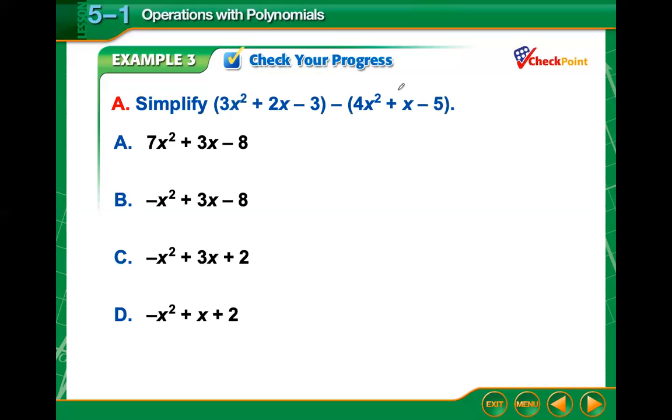All right, go ahead and try this problem. All right, so when you distribute that negative and combine like terms, you get D.